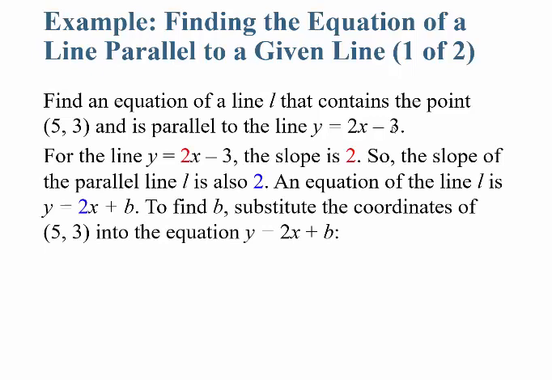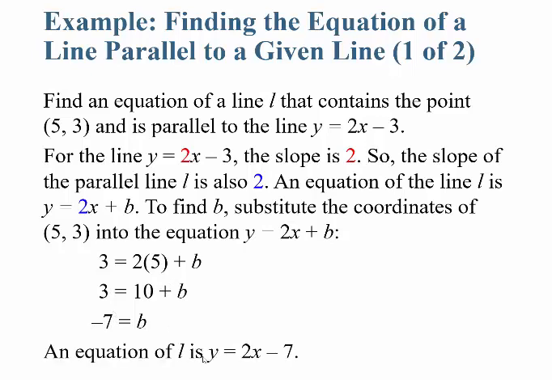All right, so for the line that's given, y is equal to 2x minus 3, we know the slope is 2. So the slope of the parallel line that I'm looking for is also 2, because parallel lines have the same slope. So an equation of the line L is y is equal to 2x plus b. Now to find b, I substitute the coordinates that were given, 5, 3, into this equation. I'm going to plug in 5 for x, 3 for y. So I get 3 is equal to 2 times 5 plus b. 3 is equal to 10 plus b. Let's subtract 10 from each side. The 10s go away. 3 minus 10 gets me minus 7.